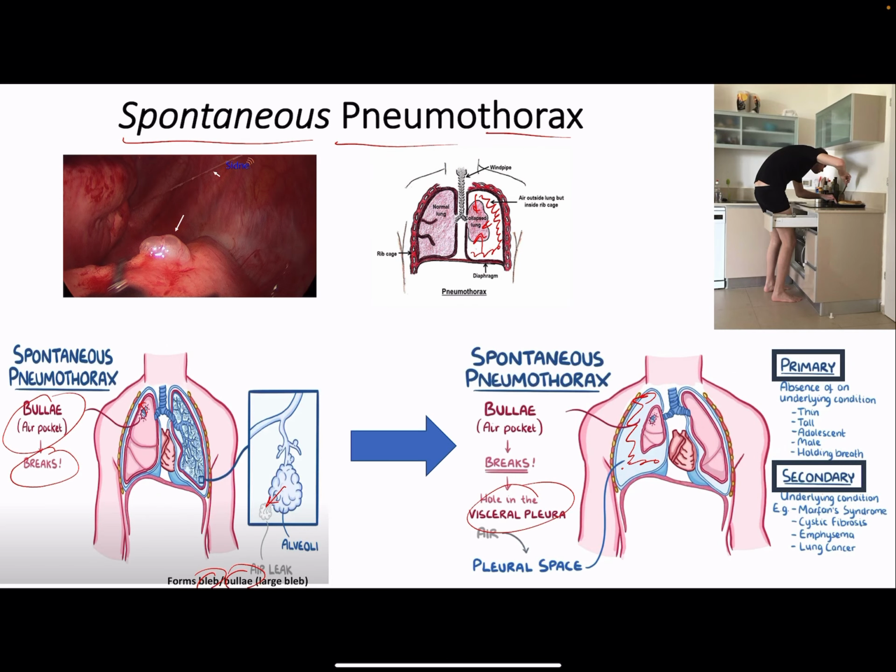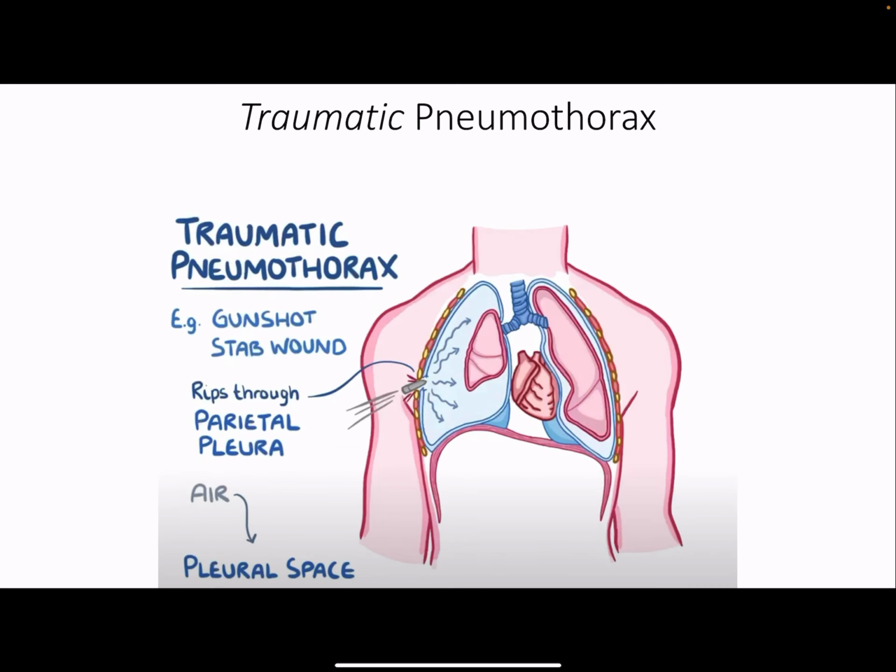So we call it primary spontaneous pneumothorax if it just happened for sort of no reason. Interestingly, we find that this happens with thin, tall males in their teens, and if you hold your breath, it's going to increase the pressure and make it worse. I think of my friend here. Secondary is where there's an underlying condition, weakened connective tissue with Marfan syndrome or cystic fibrosis, emphysema, lung cancer, any other underlying condition makes it secondary.